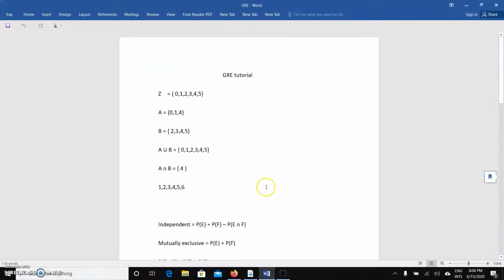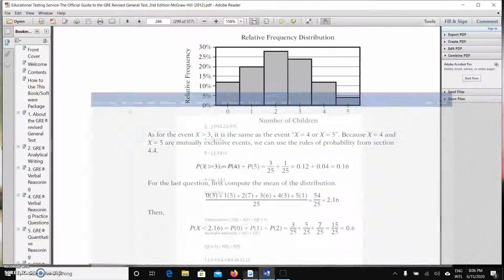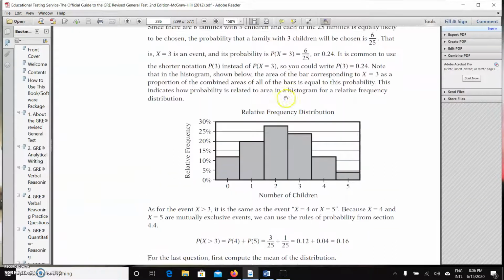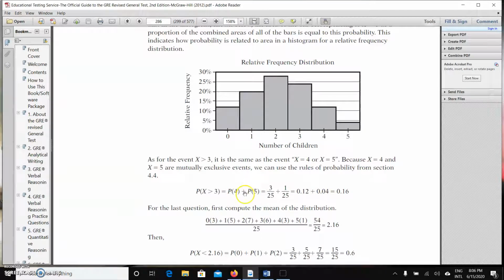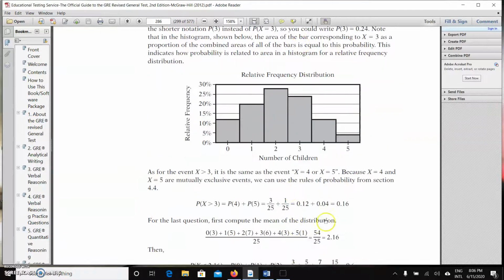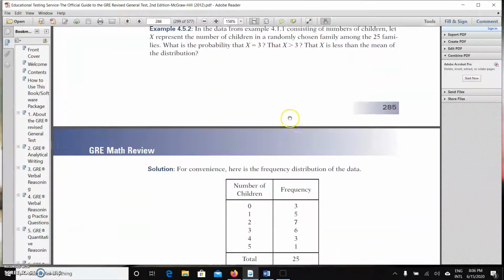You check back, you see the rule. Yeah, this is for mutually exclusive: probability of E plus probability of F. So that's the same thing. That's why we have probability of 4, which is 3 over 25, like I showed you here, and probability of 5, which is 1 over 25. If you add them together, you have 0.16, and that's the answer to the second question.